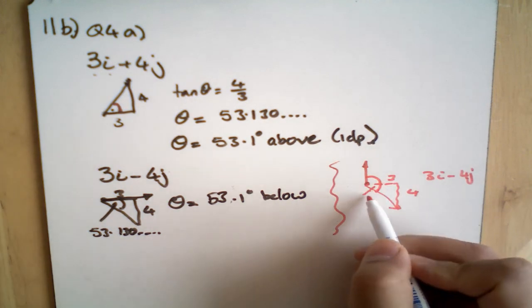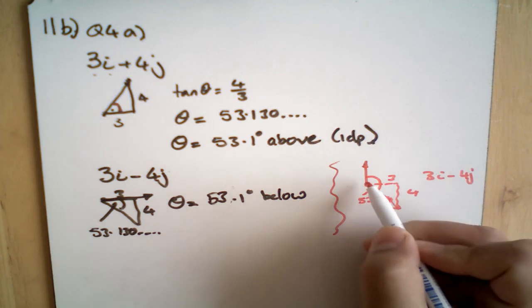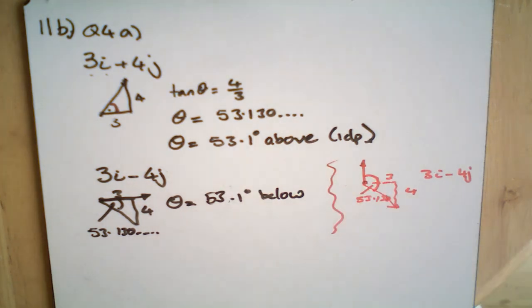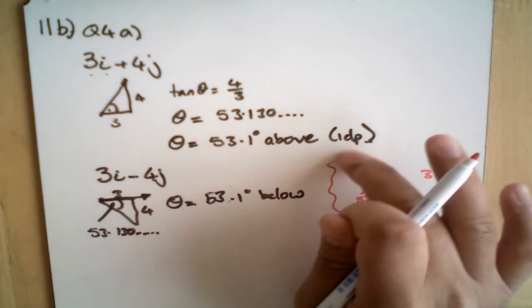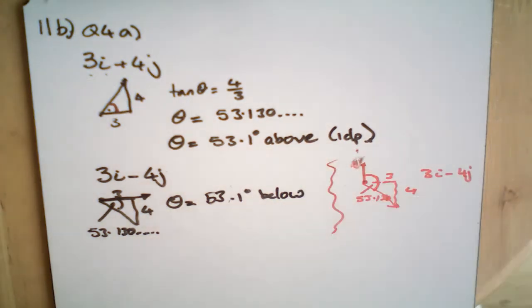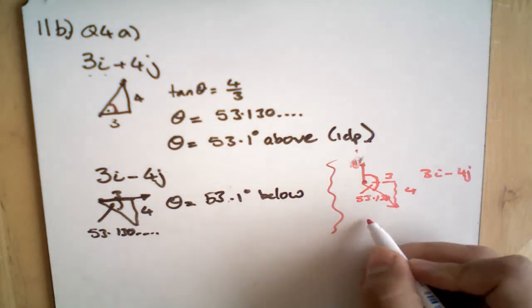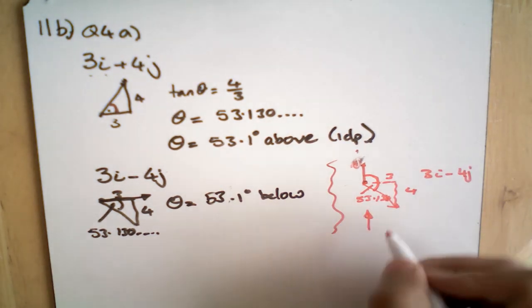Trigonometry would give this angle as being 53.1, etc. But now I'd want to know this angle here, and I would say that was going to the right of the, so it's not the y-axis, it's the j-axis. And likewise, I could do the same thing if I said to the left now.